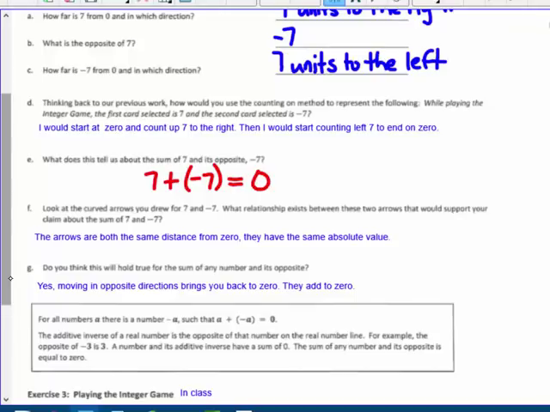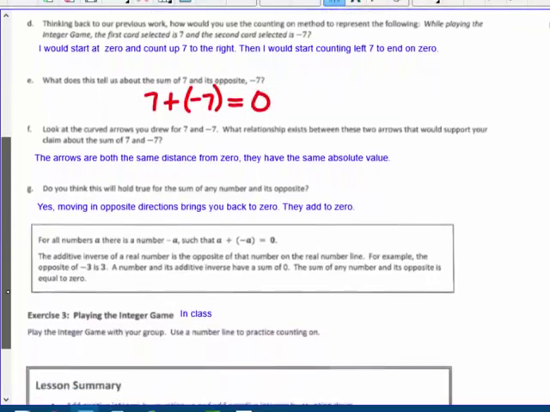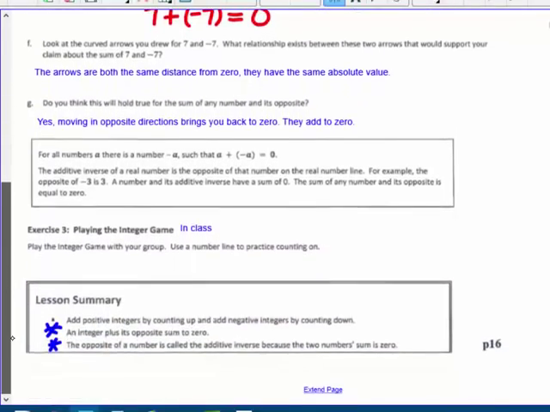Do you think this will hold true for the sum of any number and its opposite? Yes. Moving in opposite directions brings you back to 0. So opposites add to 0. This little box tells us that for any number A, there is a number -A such that A plus -A equals 0. The additive inverse of a real number is the opposite. So opposite and additive inverse mean the same thing with adding.